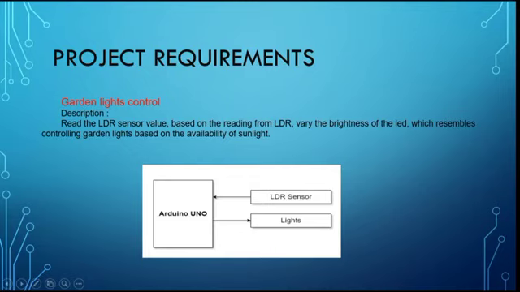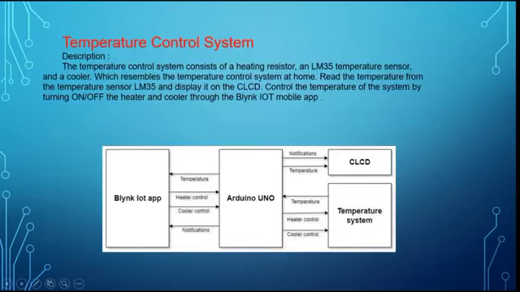Take a look at the block diagram of this Arduino to LDR sensor. The temperature control system consists of a heating resistor, an LM35 temperature sensor, and a cooler, which resembles the temperature control system at home. It reads the temperature from the home temperature sensor LM35 and displays it on the CLCD. It controls the temperature of the system by turning the heater on or off.